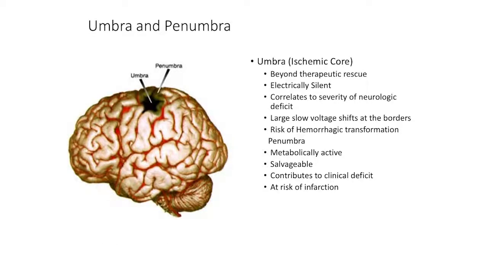So we've talked about the umbra and the penumbra, and we've said the penumbra is metabolically active and salvageable, and it's definitely at risk of infarction, and that's why we need to save it.